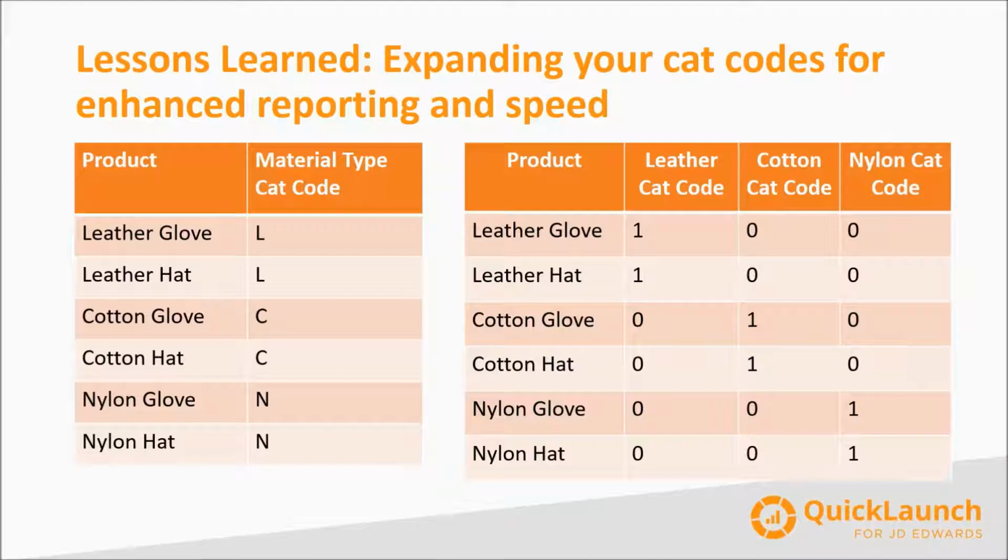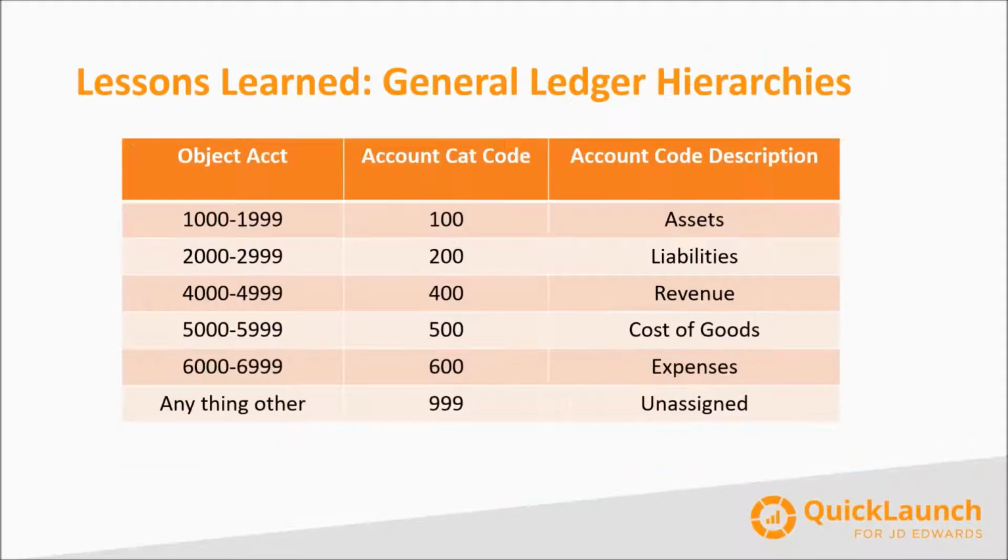So again, creating these extended meanings to your cat codes can greatly improve the end user experience with using the cat codes to understand their business and analyze their business. So keep that in mind, that when you're designing a cat code, think of the ways you might expand that cat code to have additional meaning or additional reporting capabilities. And again, I'll give you an example in the general ledger when we get to the samples.